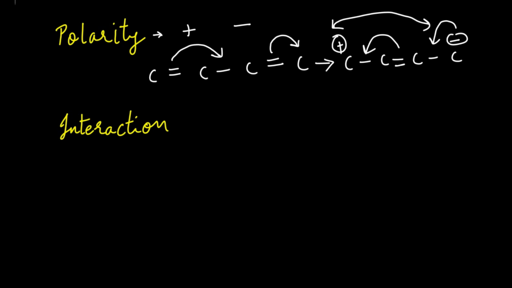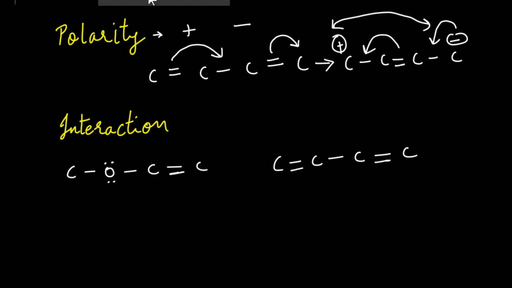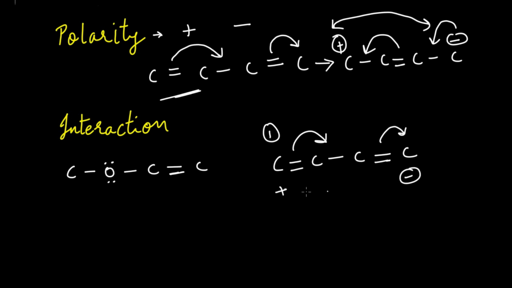Now we will talk about interaction. Now there are two types of interactions. First one was interaction between two pi bonds. So there are two pi bonds. We have already discussed this example. The electron will be transferred in this manner and positive and negative charge will be created on first and last carbon.